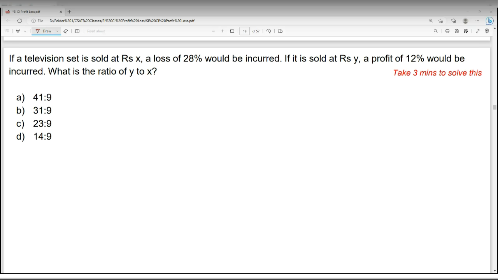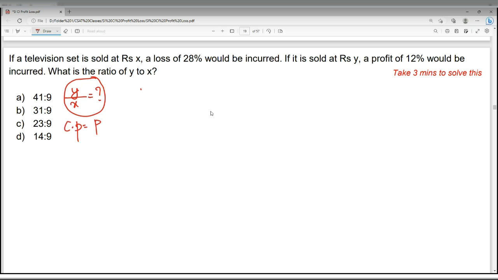So let's see how to go about this question. If a television set is sold at rupees X, a loss of 28% would be incurred. If it is sold at Y, a profit of 12% would be incurred. What is the ratio of Y to X? They're asking Y by X is how much. Let's mark it here. And then let the cost price of the television set be P. So if it is sold for X, there is a loss of 28%.